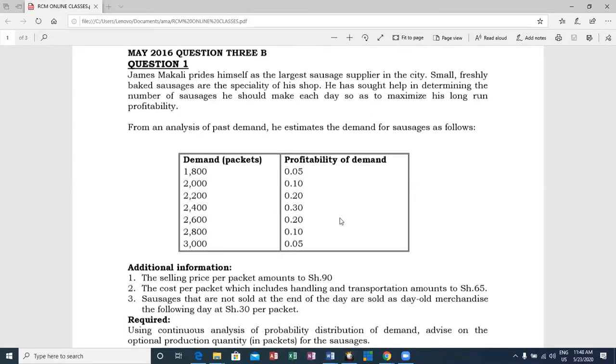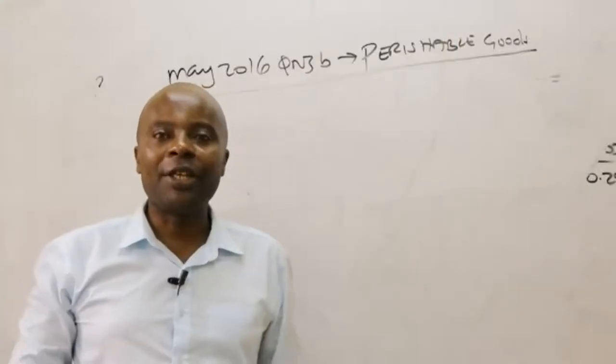You have to give it a title: perishable goods. Goods that perish with time, goods whose value reduces as time passes by. This could be fruits, vegetables, anniversary cards, anything that is time bound, like newspapers.